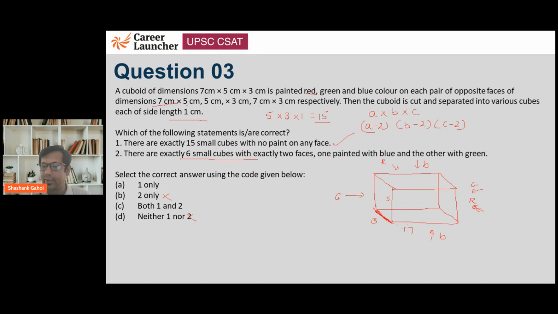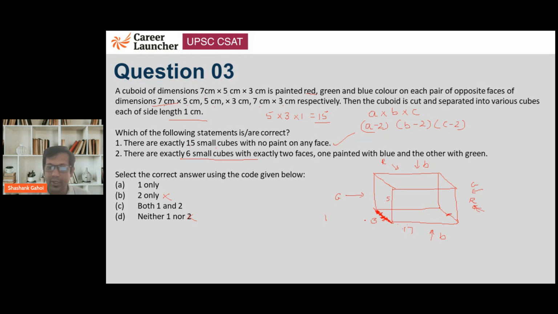And on this side you are going to get 3 cubes, and out of 3, 2 are going to be corner cubes. This corner cube must be painted green, blue and red, all three. So we cannot consider the corner ones. So how many cubes are we going to get that have exactly 2 faces painted? That is 1. So this is one side.